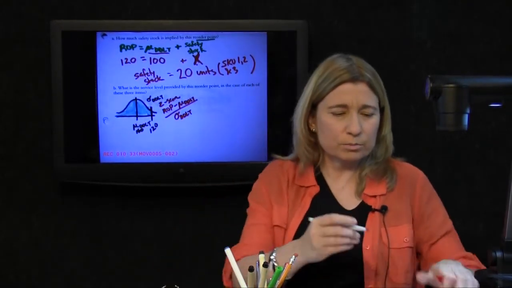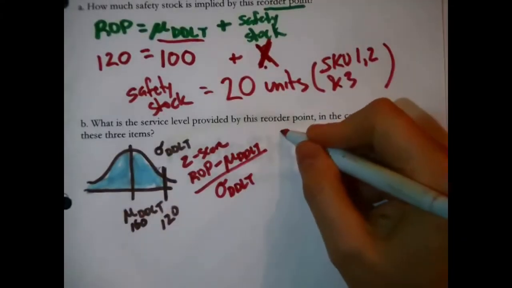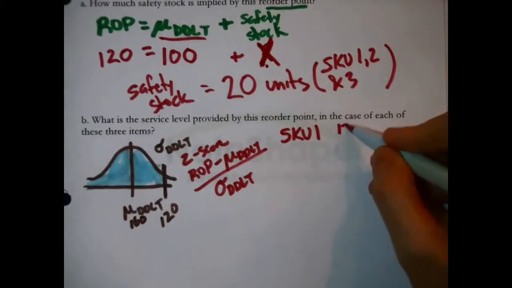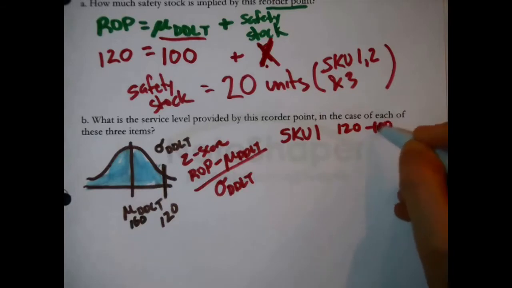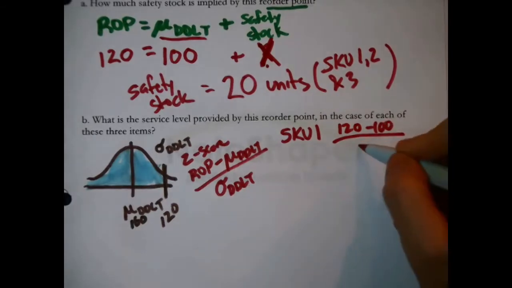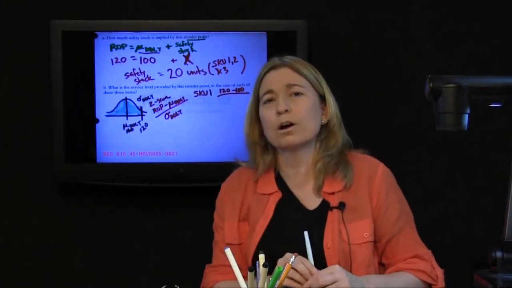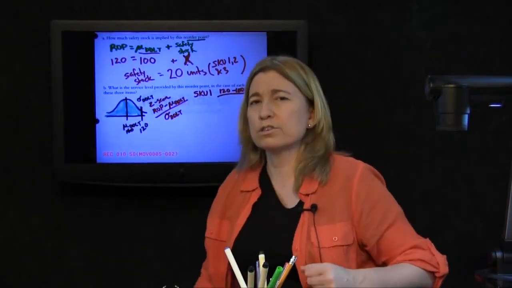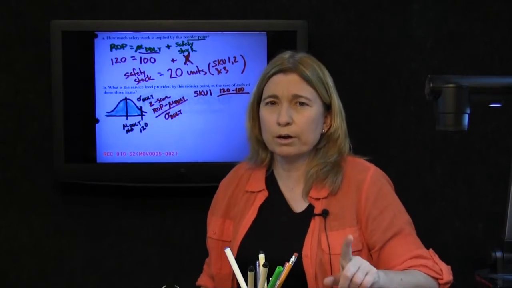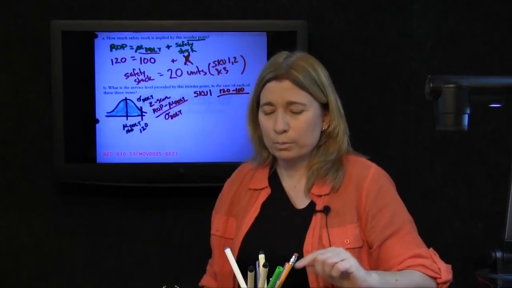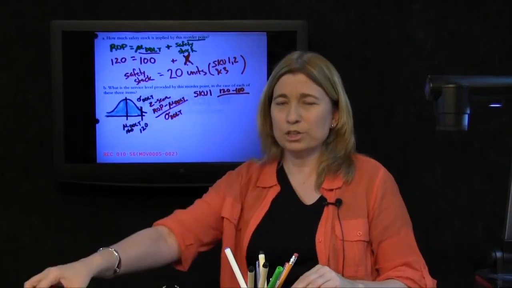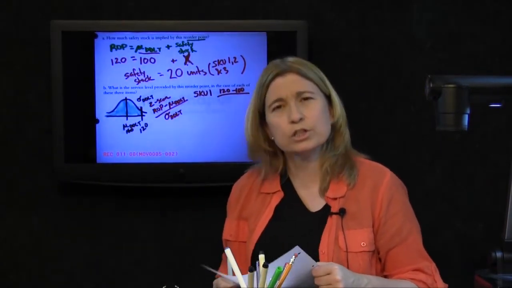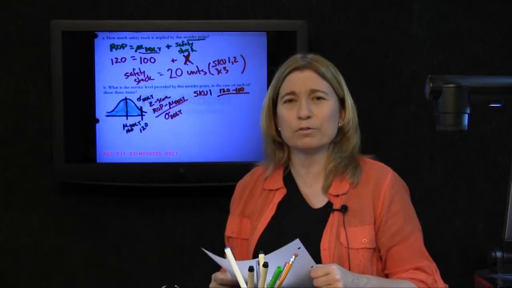I can get all set up to do this over here, right? For instance, SKU1, I would say 120 minus 100, but the problem is what do I put in the denominator when calculating my z-score? I got started on it over here, the z-score for SKU1, but that was a little premature. I better drop back to the old sheet here, because we need to determine what the standard deviation in demand during lead time is for each one of these items.